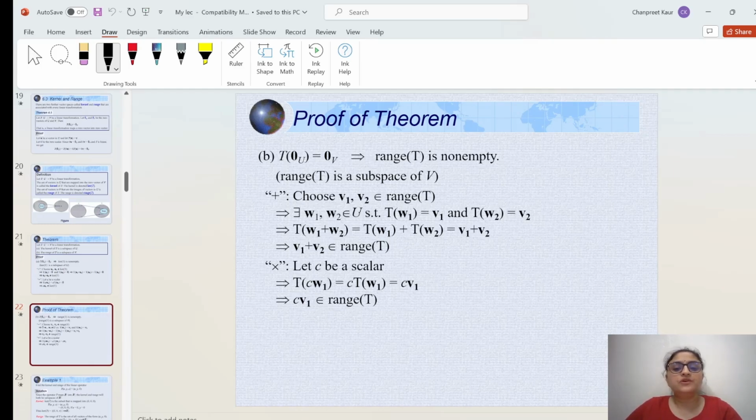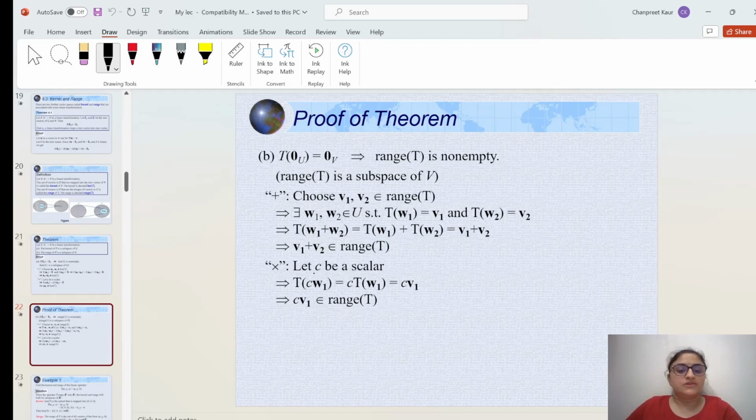Since U is a vector space and W1 and W2 are members of U, their sum is also a member of U. Hence, V1 plus V2 has a pre-image, namely W1 plus W2. Hence, V1 plus V2 belongs to the range of T.